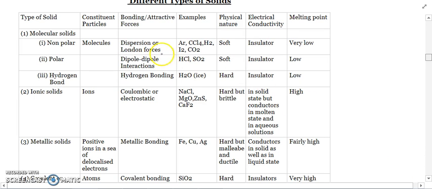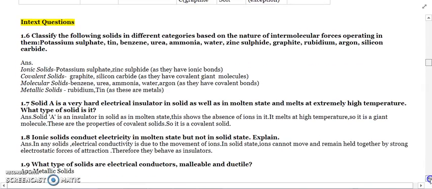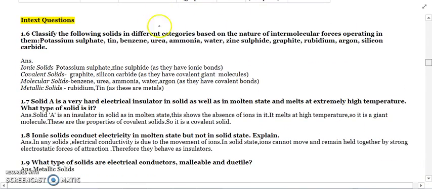This is just a chart of the different types of solids that we studied above. Type of solid: molecular, non-polar, polar, hydrogen bonded. These are just a glimpse, a collection of the above points in the form of differences. Next, we are going to do some in-text questions. First one, we have to classify these on the basis of intermolecular forces.